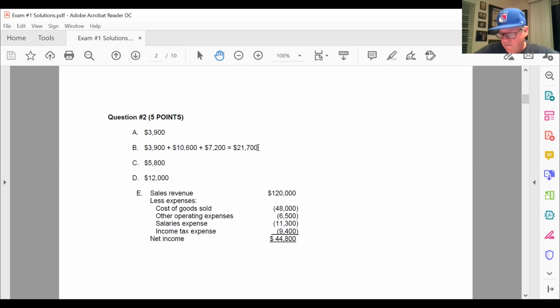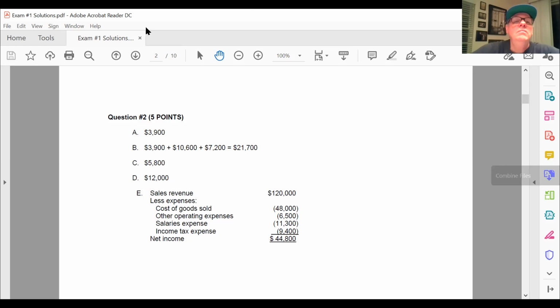C, how much does Blue Rifle owe to its short-term creditors? That would simply be the accounts payable. And the accounts payable was $5,800. D, how much did Blue Rifle distribute to its shareholders? Well, they distributed dividends of $12,000. And then E, do the income statement. So there is my income statement.